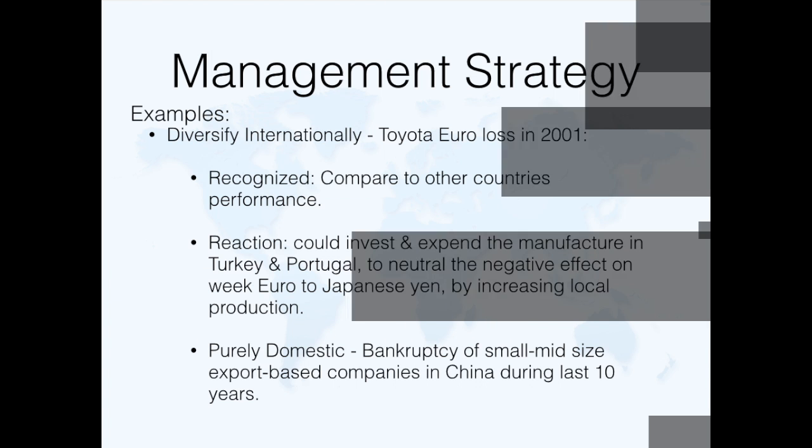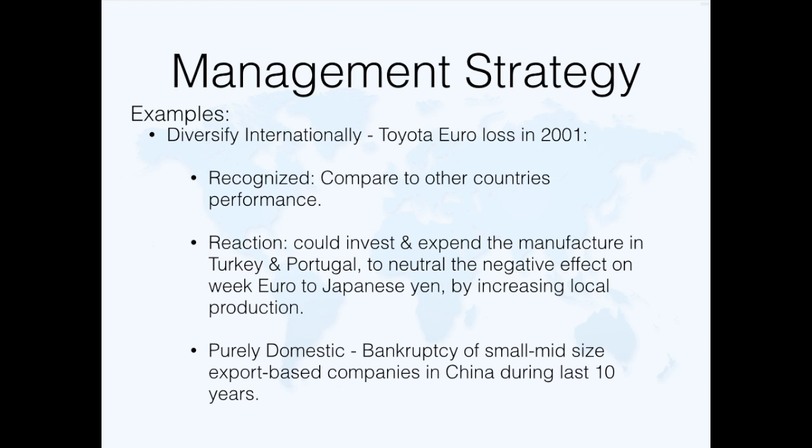For example, Toyota experienced a loss in 2001 in Europe, but it was easy for it to recognize the operating exposure by comparing performance in different areas. And if it is under an equilibrium parity condition, Toyota may invest and expand manufacturing in Turkey and Puerto Rico to neutralize the negative effect of the weak euro against the Japanese yen by increasing local production.